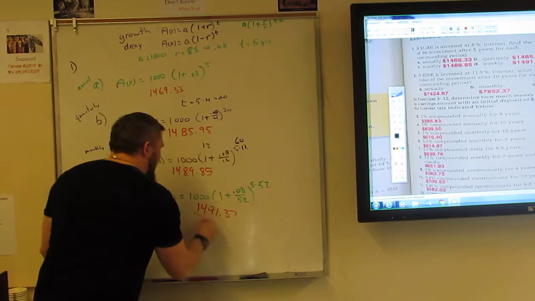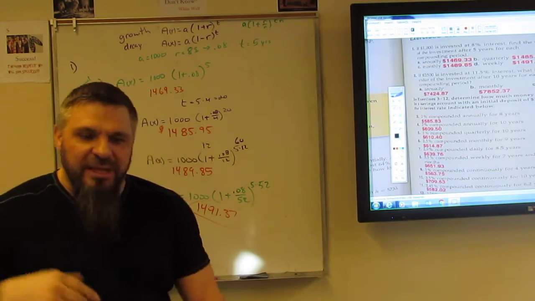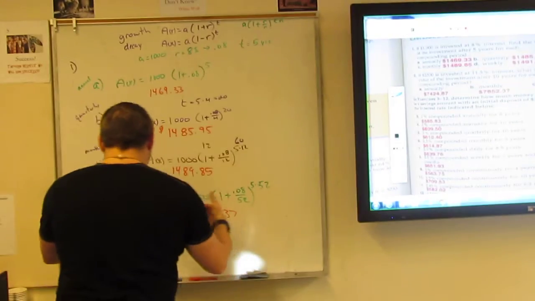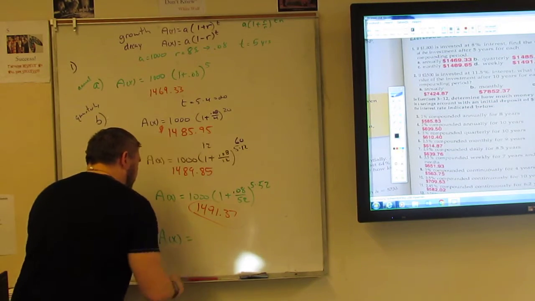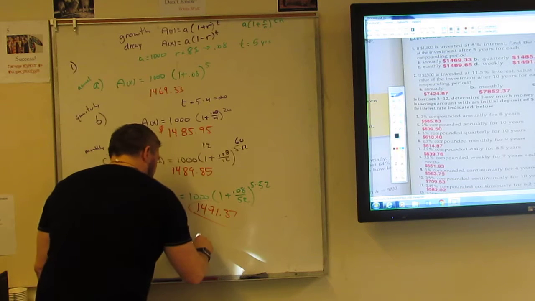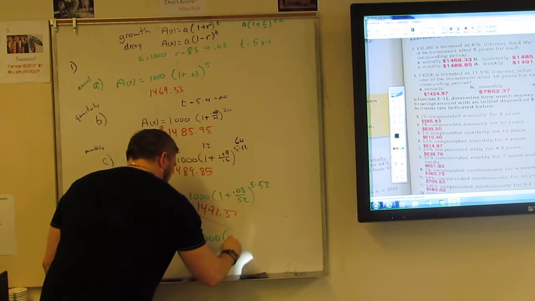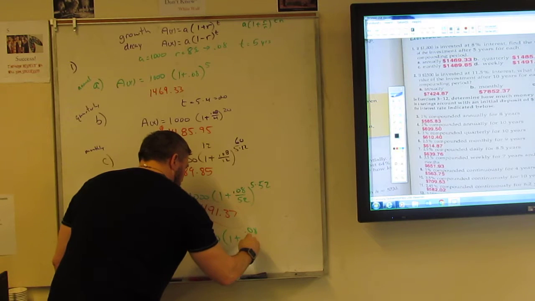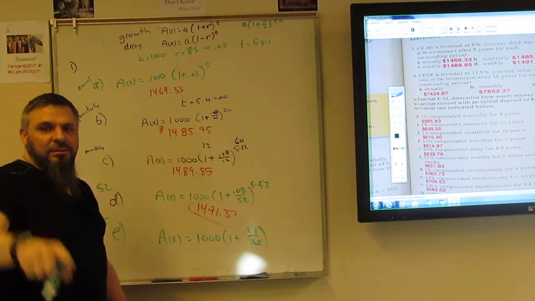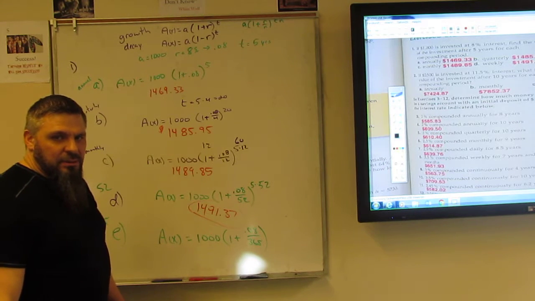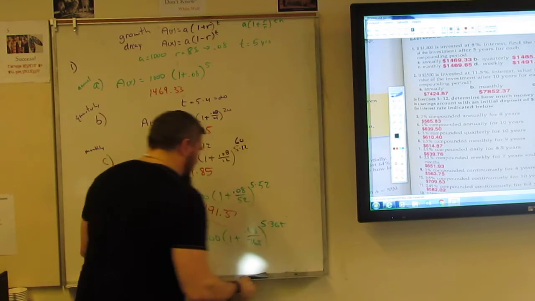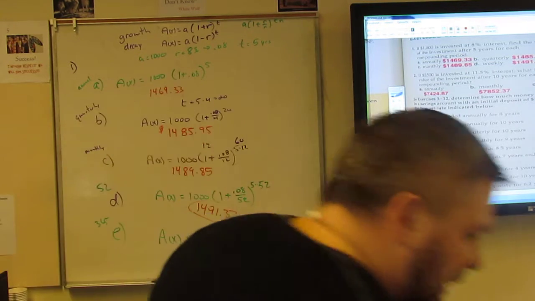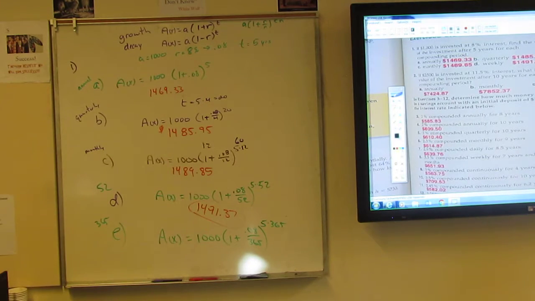1491.37. Now, what if we wanted to do the real deal, daily? How would we write that, Haley? 0.08 over 365. And then what is it raised to, Sean? 5 times 365. That's right. And again, I just plug that into my calculator.